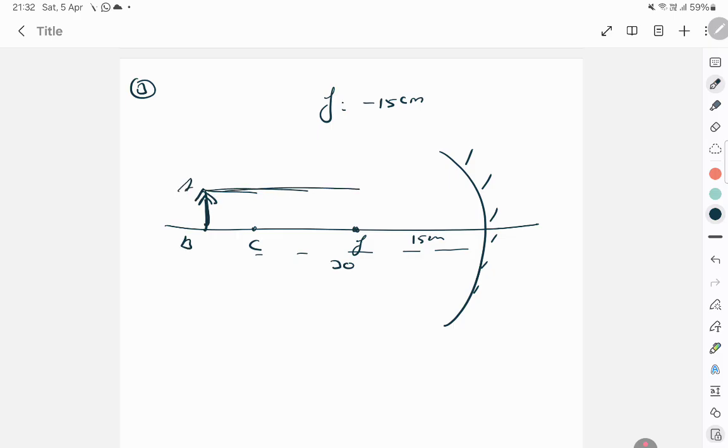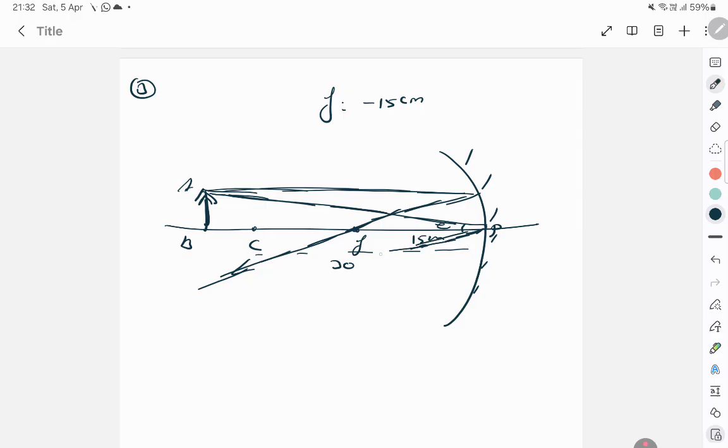Any ray parallel to the principal axis will pass through the principal focus. Any ray falling obliquely at P, at the pole, making an angle theta at the pole, will get reflected back also obliquely. So you can draw it like this, and thus you get an inverted image here, which will be a diminished image, B dash A dash. I hope you understood the diagram.